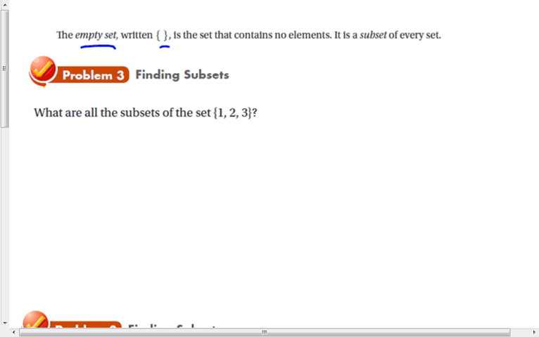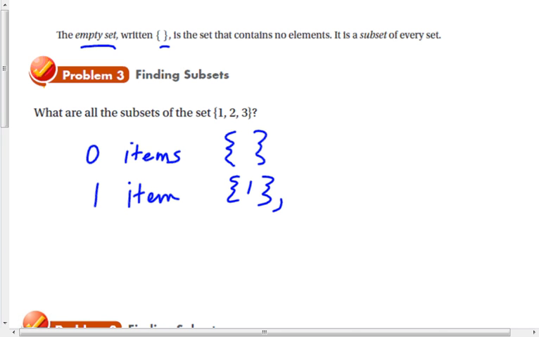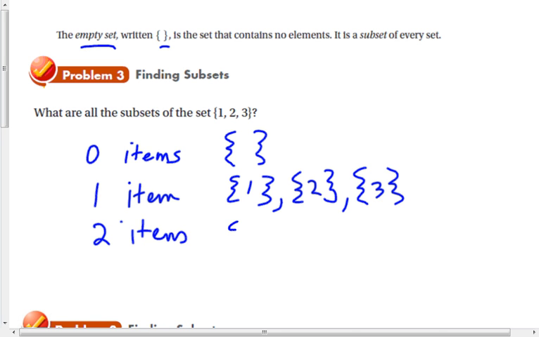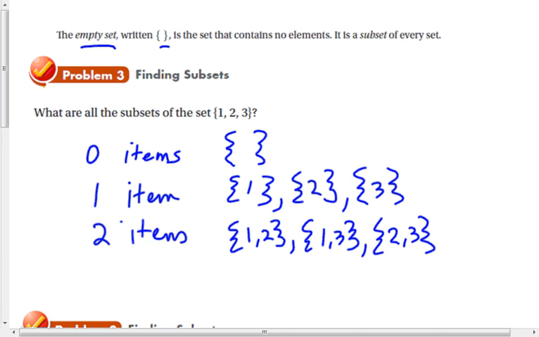The subsets can contain 0 items, and that would be the empty set. Let me just write that like that. They could have 1 item in them, and that would be the set 1, the set 2, and the set 3. They could have 2 items in the set, and that would be 1 and 2, 1 and 3, and 2 and 3. Or they could have 3 items, or all the items in this case, which is 1, 2, 3. All right, I'm going to let you try that.